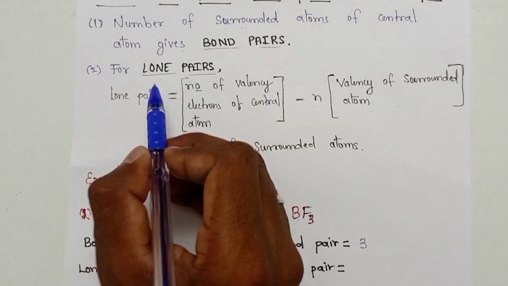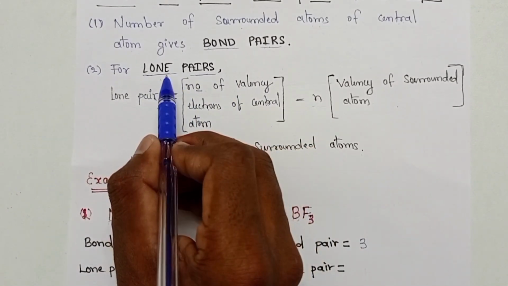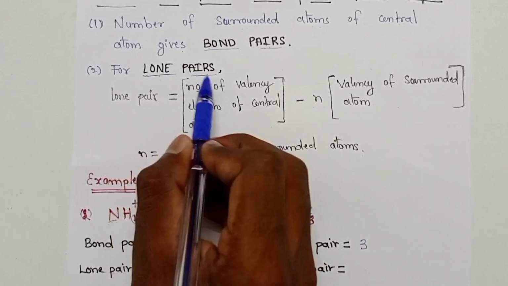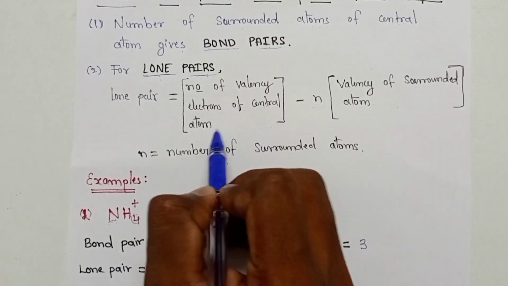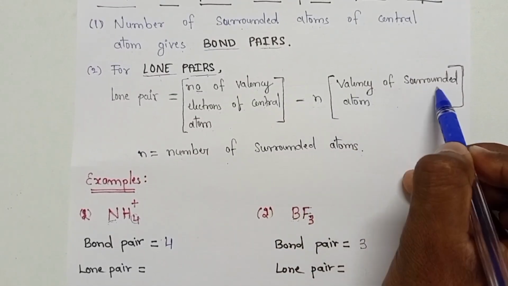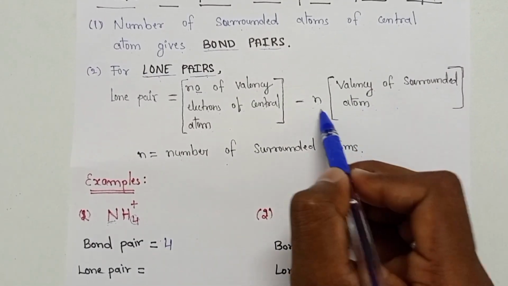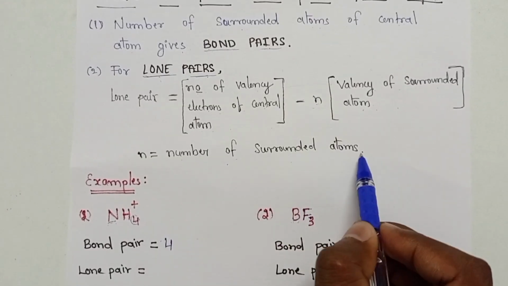Next comes the number of lone pairs. We have one formula to calculate the lone pairs. We have to calculate the number of valence electrons of the central atom minus n into the valency of the surrounded atoms. Here n is equal to the number of surrounded atoms.